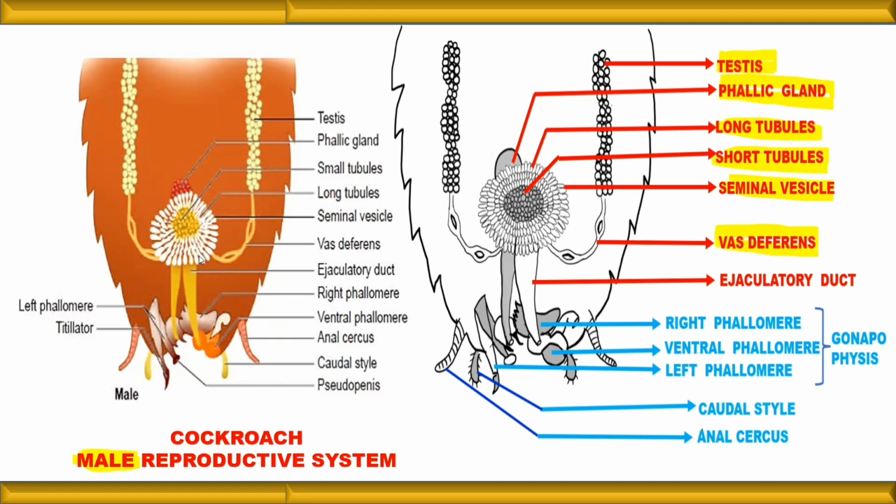The seminal vesicle stores them as sperm bundles, which are finally discharged through the ejaculatory duct. Male gonopore is surrounded by gonapophyses comprising of right phallomere, ventral phallomere and the left phallomere, which are chitinous plates that help in copulation. Also add caudal style and the anal surface.